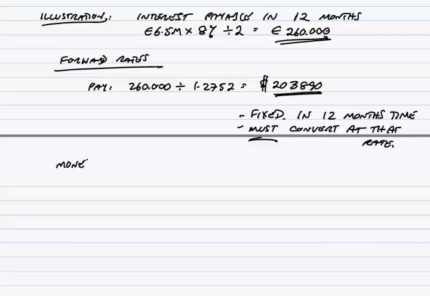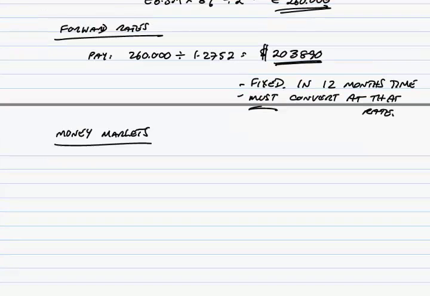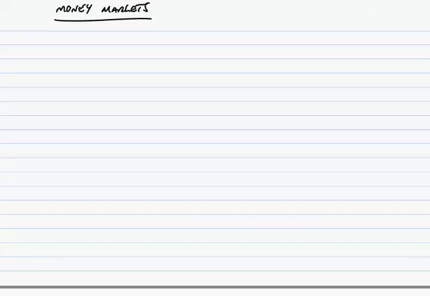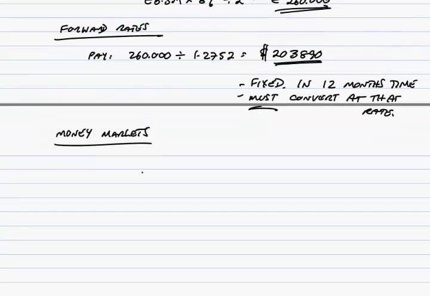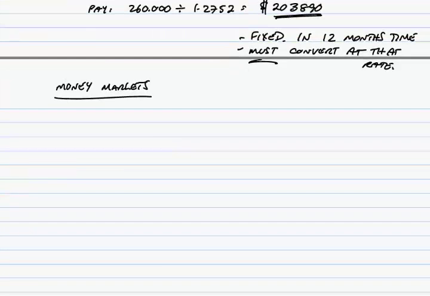On the other hand, if we use the money markets, remember, forget forward rates. The only way we can be certain is to convert money now. But it's pointless converting the whole amount now, since we don't need to make the payment for 12 months. And so what we're going to do, we will convert now, but whatever we get, we'll deposit euros for 12 months.